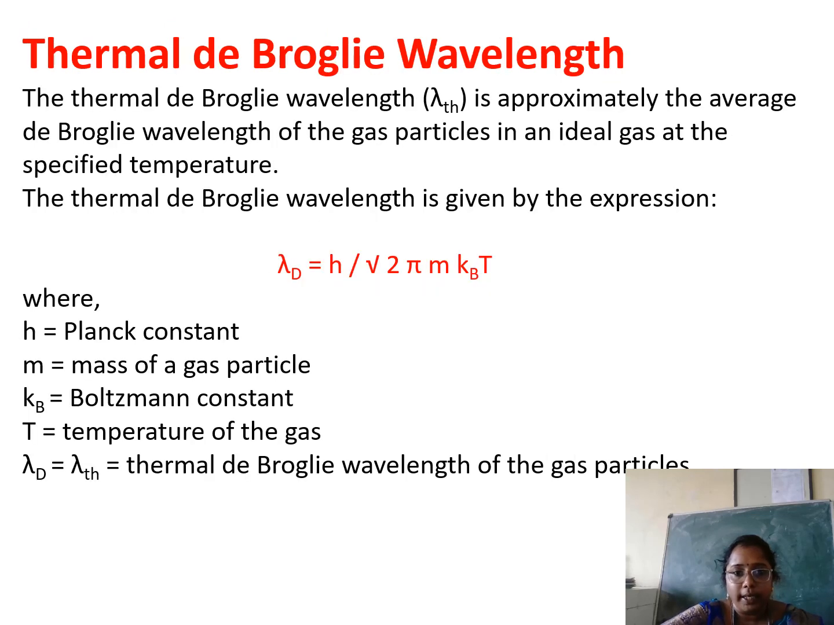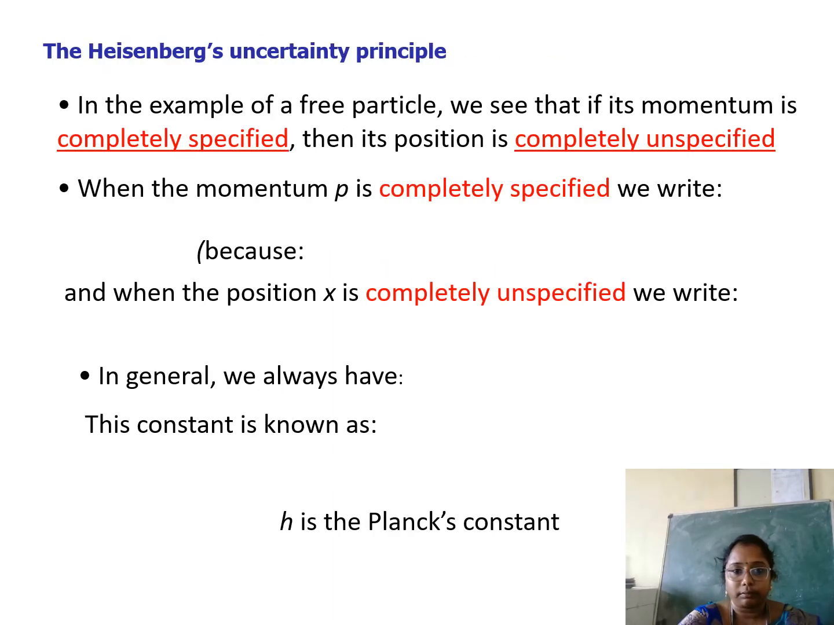Here we can derive the thermal de Broglie wavelength. The thermal de Broglie wavelength, lambda th, is approximately the average de Broglie wavelength of the gas particles in an ideal gas at the specified temperature. It is given by the expression lambda th is equal to h by square root of 2 pi m kB T, where h is Planck's constant, m is the mass of the gas particle, kB is Boltzmann's constant, and T is the temperature of the gas.